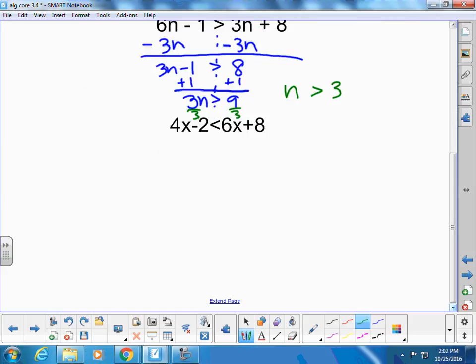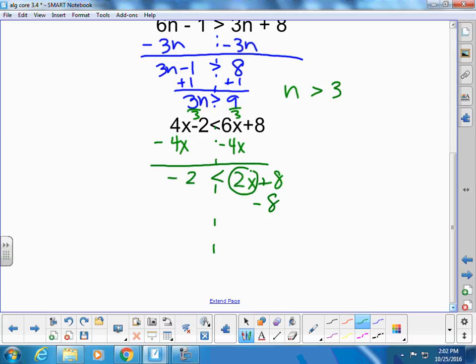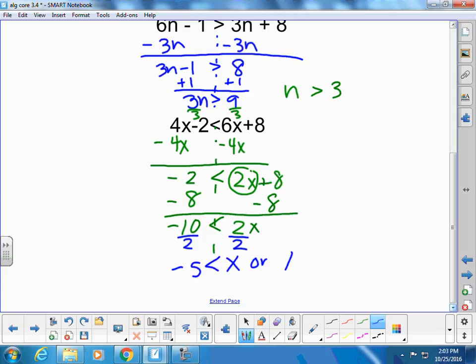Okay, let's try this next one. Same idea. I need to get the x's on one side. I'm going to move them. I like to keep my x's positive so I don't have to divide or flip my switch. So I'm going to subtract 4x. And I have negative 2 is less than 2x plus 8. And I want to move everything away from my variable, so I subtract 8. And we get negative 10 greater than 2x. And again, I have to get rid of the 2, but leave the x alone, so I divide by 2, and I get negative 5 is less than x, or x is greater than negative 5, if I write it the other way.